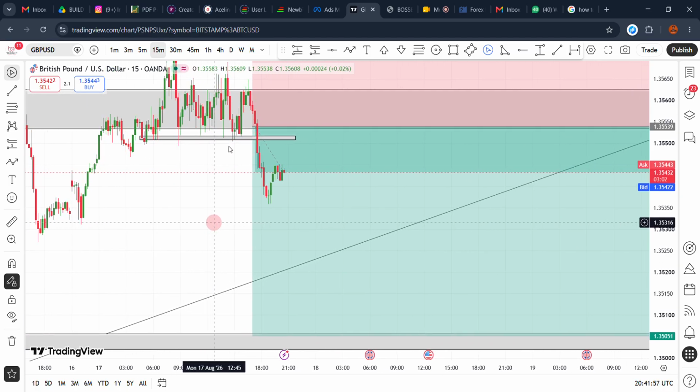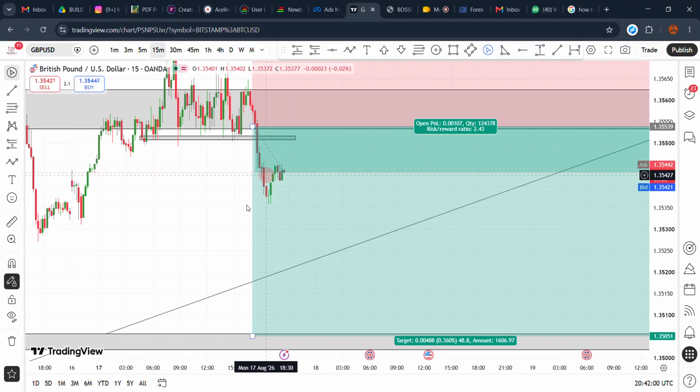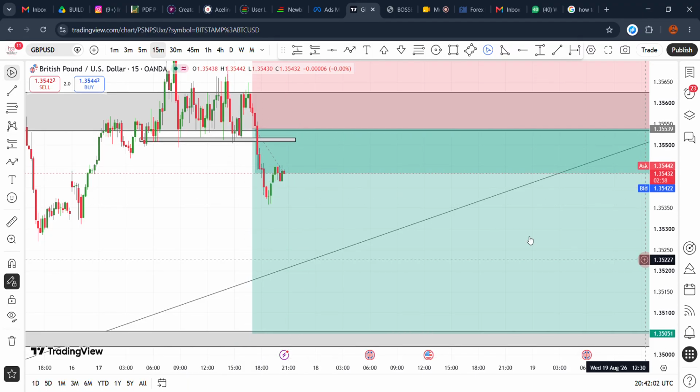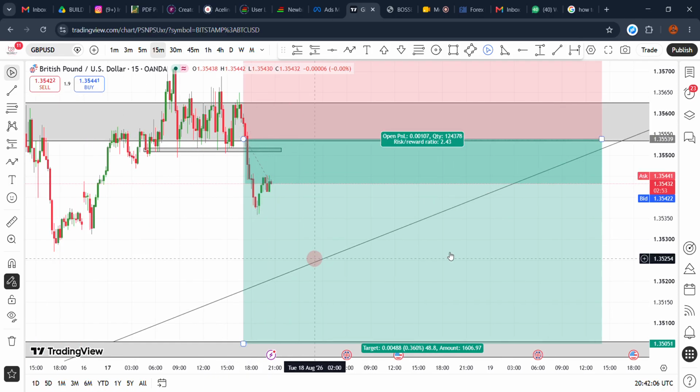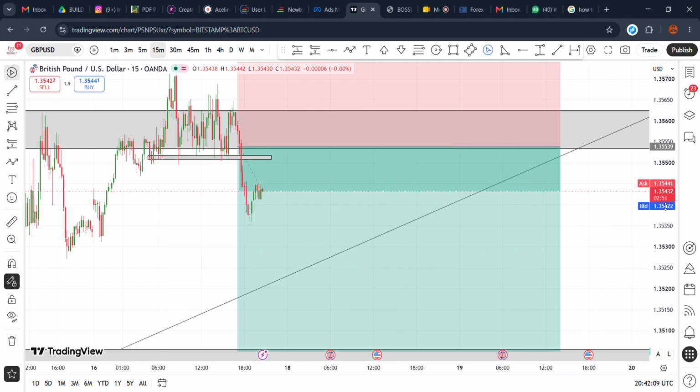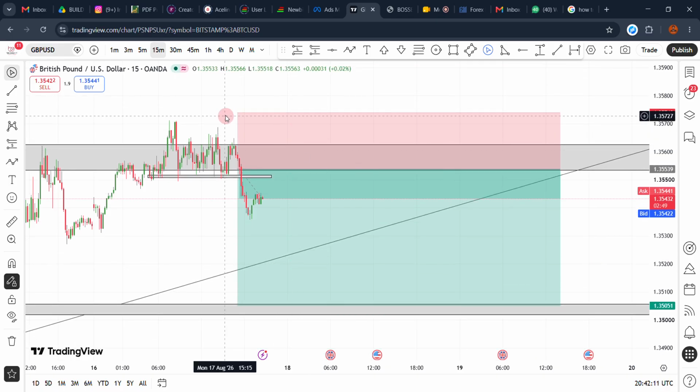So let's hope it gets to this point. When you get to that point, depending on the candlestick, then you take your sell from there to the downside. So that is how to analyze your market from the higher time frame to the lower time frame.